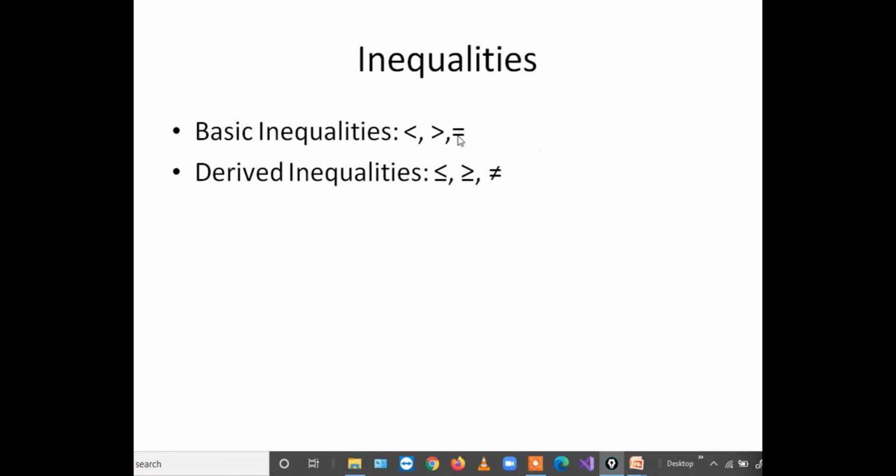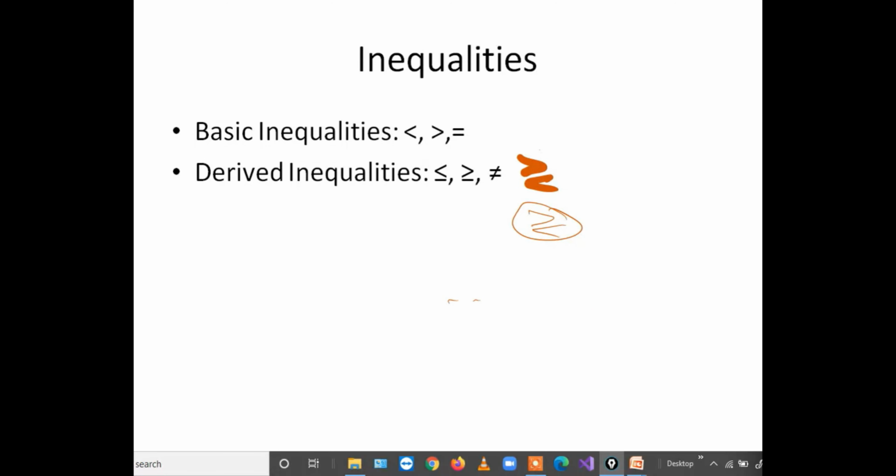Not equal to, we can also consider as either greater than or less than. If we take any quantity or any parameter, it may be either greater or smaller, but it is not equal. Nothing but not equal to. So not equal to is exactly the same as either greater than or less than.